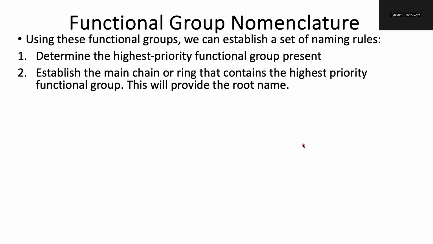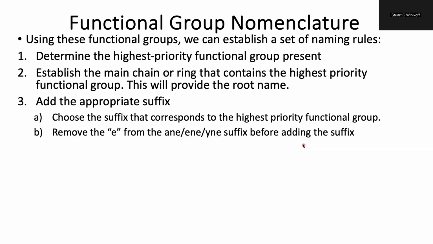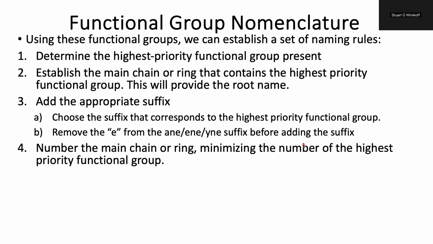Once you've identified that highest priority functional group, you're going to establish what is going to be the main chain or ring that contains it. If multiple of those functional groups show up, you're going to make sure that the chain includes all of them. That chain is going to provide our root name, whether it's meth, eth, prop, but, or so on. Then we add the appropriate suffix, whether it's -ol, -amine, or -nitrile, again choosing the suffix that corresponds to the highest priority functional group. We remove the e from that alkane, alkene, or alkyne, and then add that suffix, and that will be our root name.